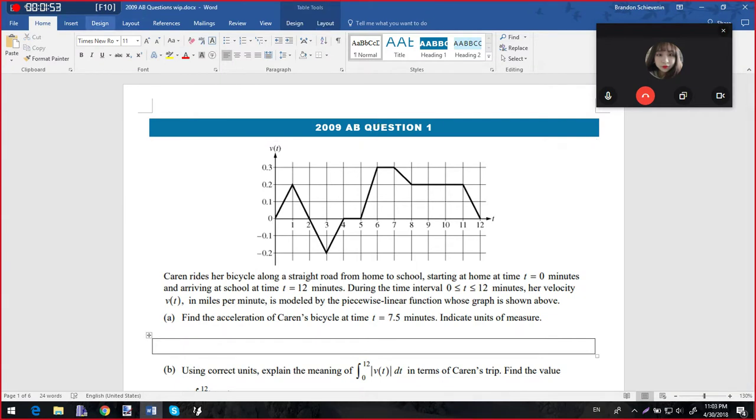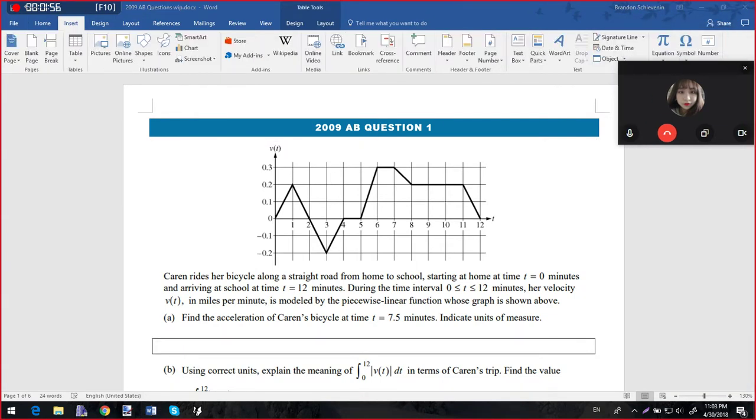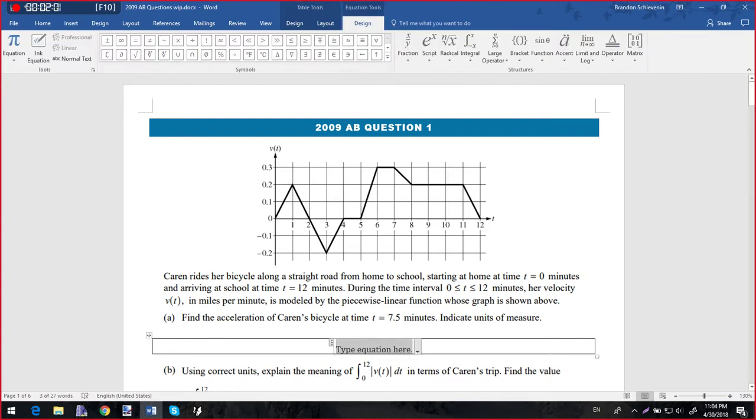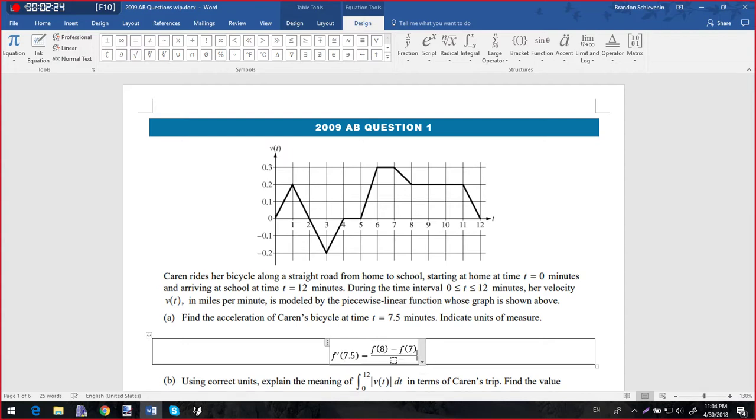Okay, so I'm going to throw that up here. My derivative at the point 7.5 could be estimated by f of b minus f of a over b minus a, using f at 7 and f at 8.